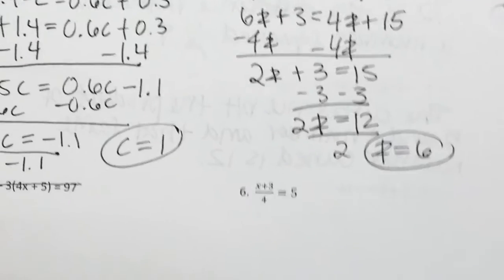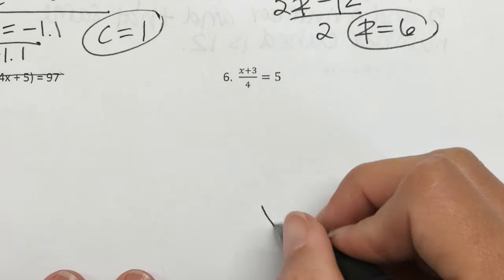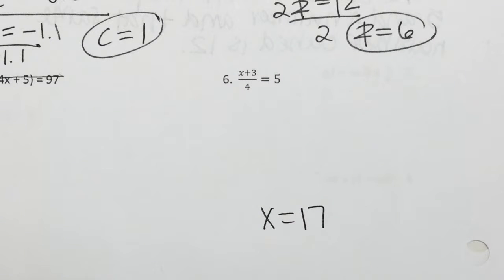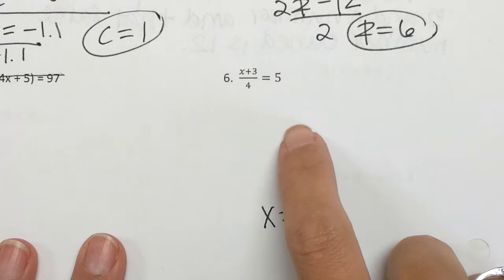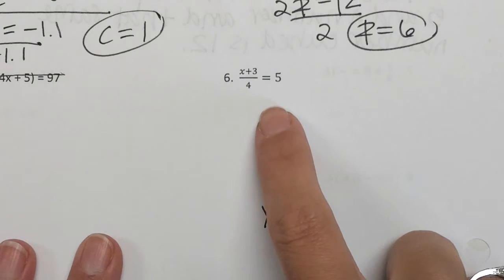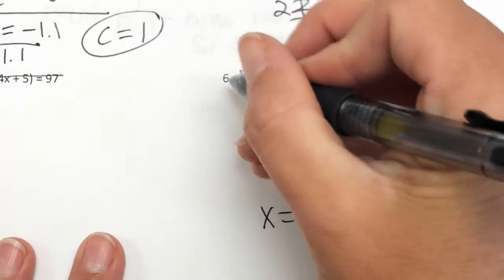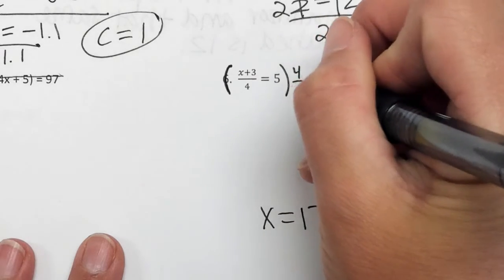Tell me out loud what everybody got for number 6. 17. Very good. Do I need to work this out? Yes? Okay. I can't remember names right now. I'm sorry. Angel. Alright, we need to get rid of what here? Yes, we need to get rid of the 4. So you said multiply? Yes, we need to multiply by 4. I'm going to write 4 over 1.